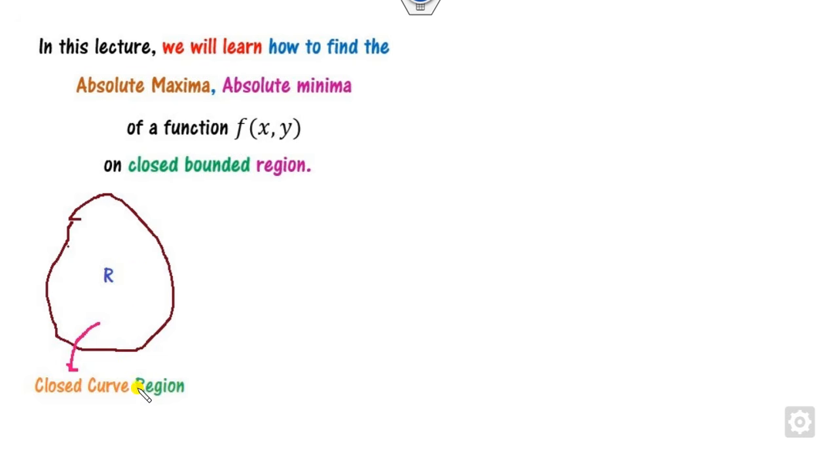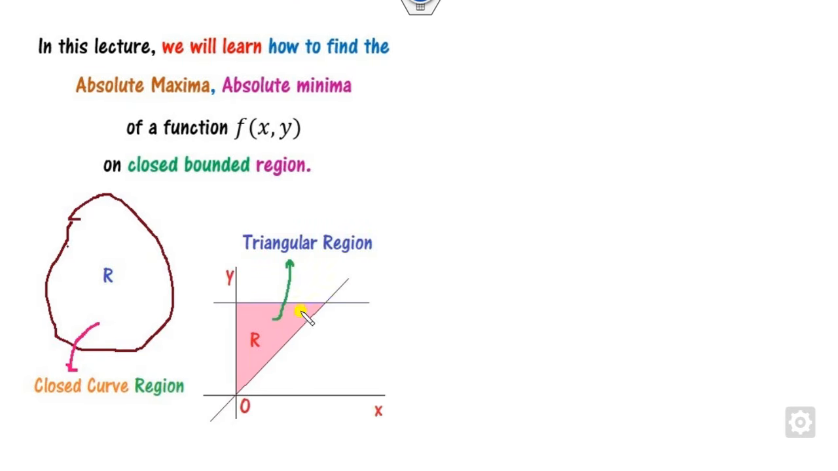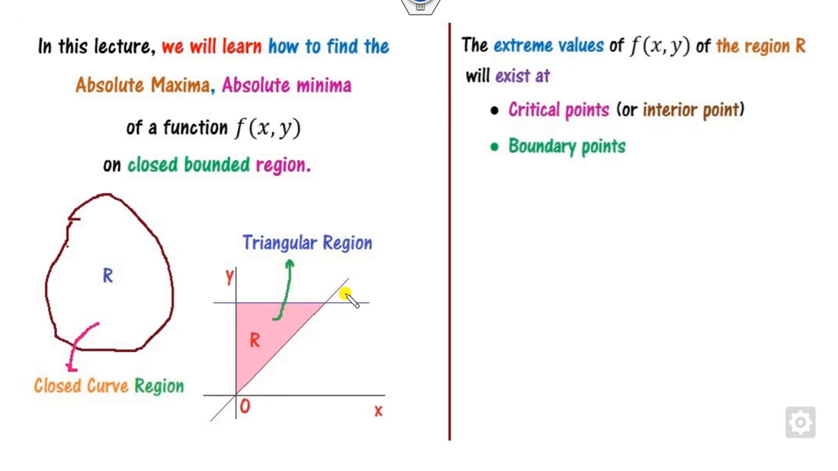If you have a region R which is closed, say this triangular region which is bounded by O, A and B, you can see these are closed. So my objective is to find, if you have defined a function f(x, y), the maxima and minima inside this closed region instead of the whole R2 plane. How can you find that?